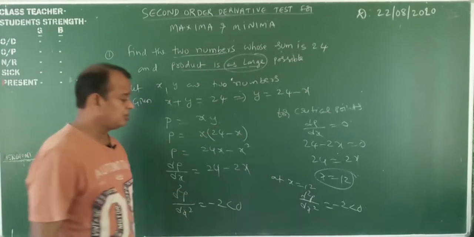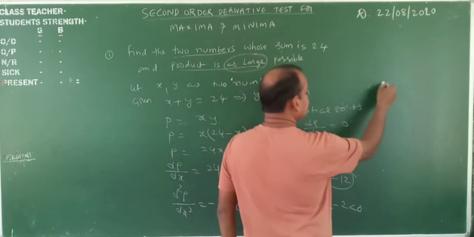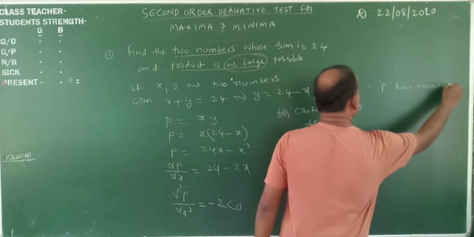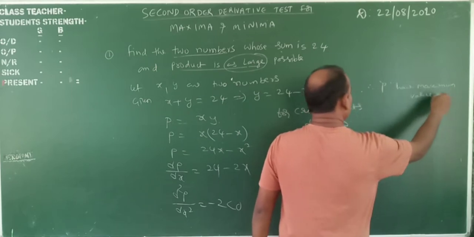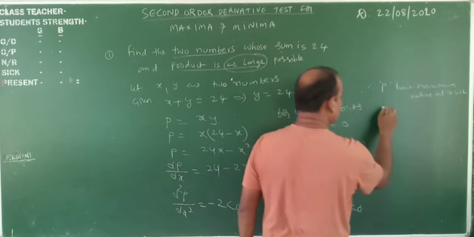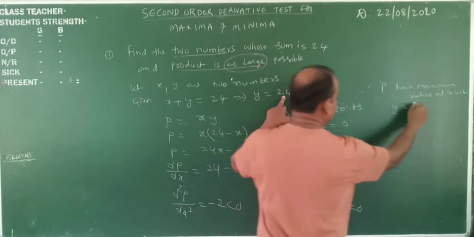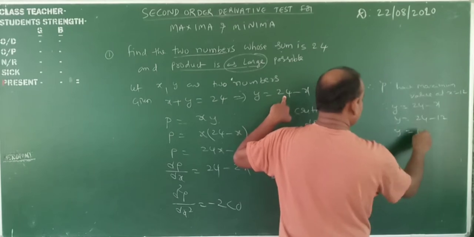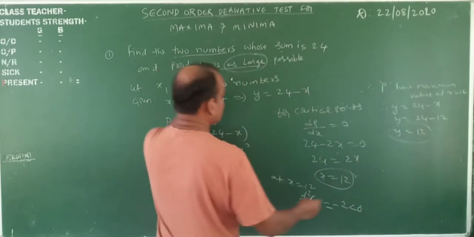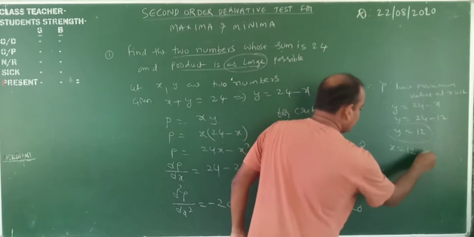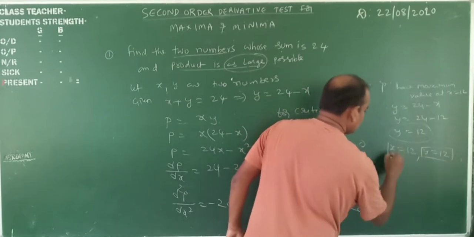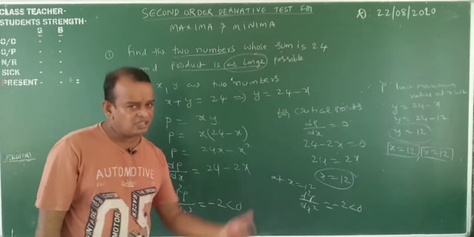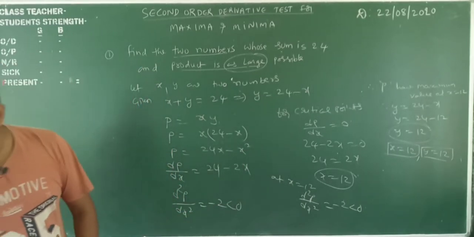Now we find the y value. The maximum is the large value at x is equal to 12. Therefore, y is equal to 24 minus x, y equal to 24 minus 12, so y equal to 12. Therefore, the two numbers are x equal to 12, comma y equal to 12. I hope you understood the problem. In this way, we will complete the remaining problems, my dear students.